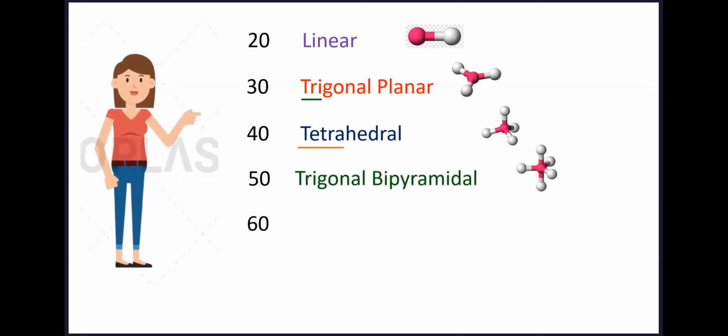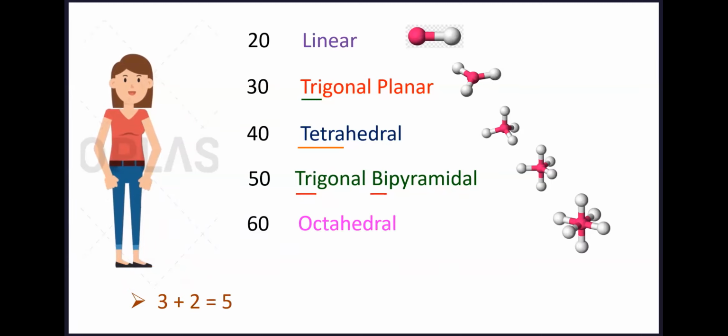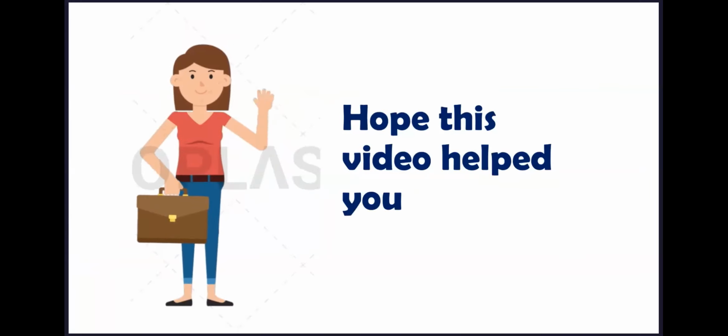The trigonal bipyramidal has 2 prefixes, tri in trigonal and bi in bipyramidal. If you add up 3 and 2, you get 5. Finally, the prefix octa means 8 in octahedral. So 8 times 2 is 16, and the last number 6 coincides with the 6 on the other side. I hope this has helped you.